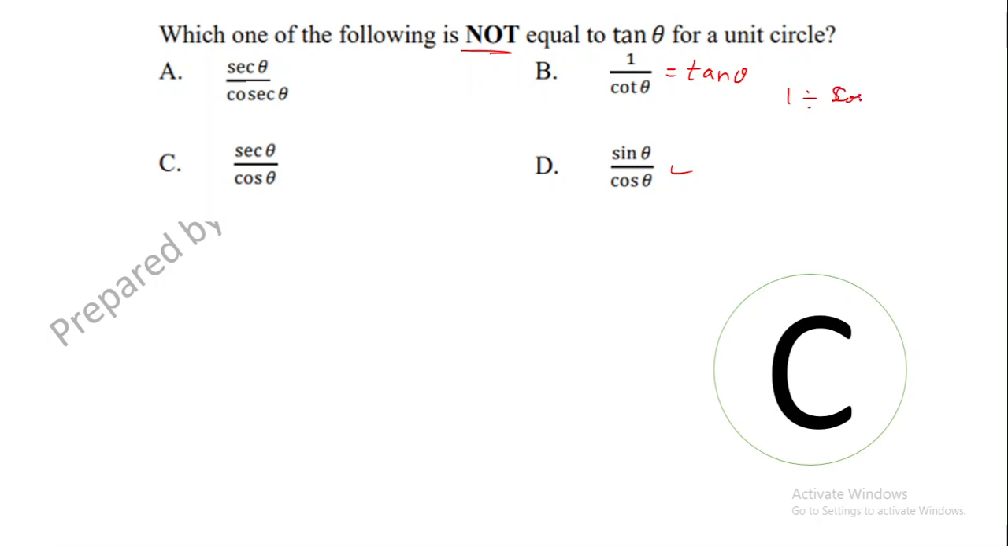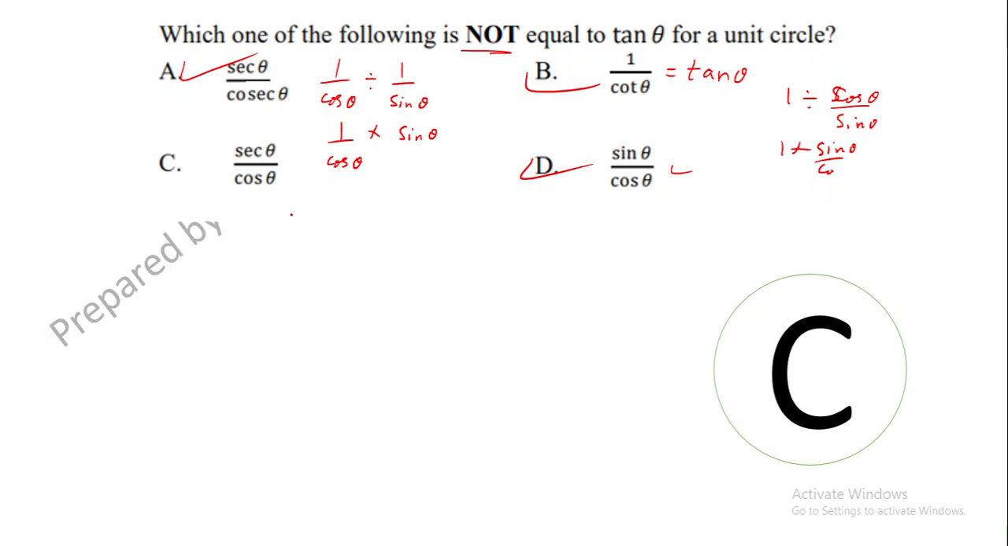So 1 over cot theta actually is 1 over cos theta over sine theta. So 1 multiplied with sine theta over cos theta. So this is tan theta, this is also tan theta when you change this one. So this is secant equal to 1 over cos theta, divided by 1 over sine theta. When you change this to the multiplication sign, it will become sine theta. So sine over cos is tan theta. So this one is tan theta, this one is tan theta, this one is tan theta. Which one is not equal to tan theta?